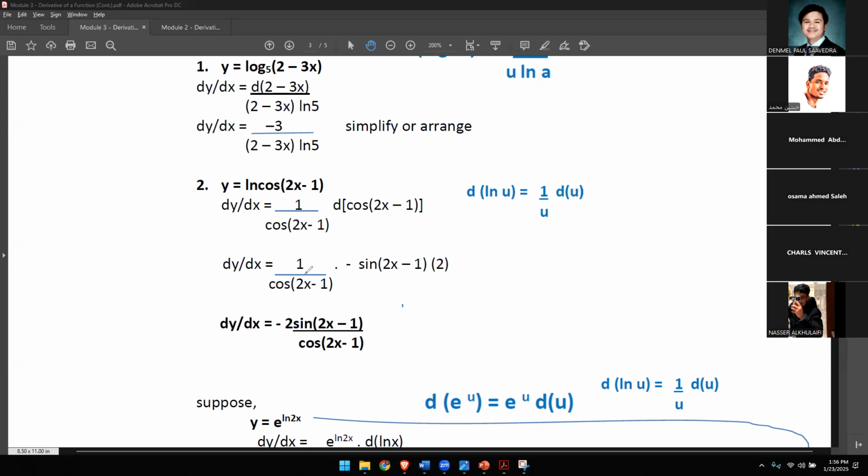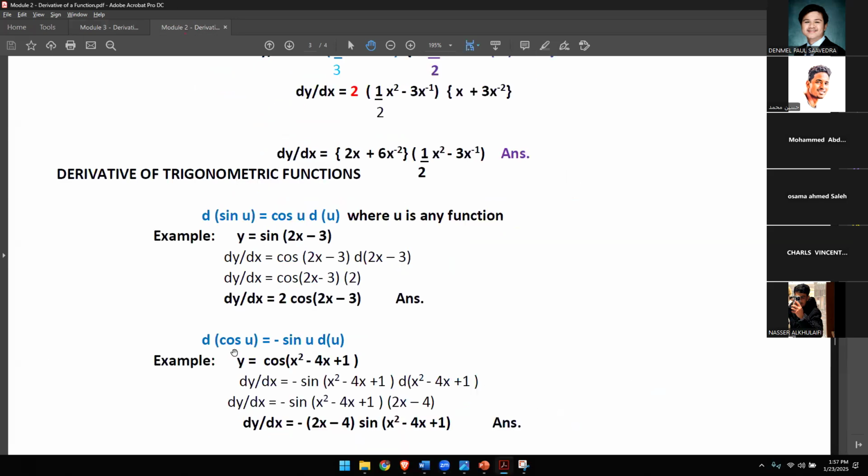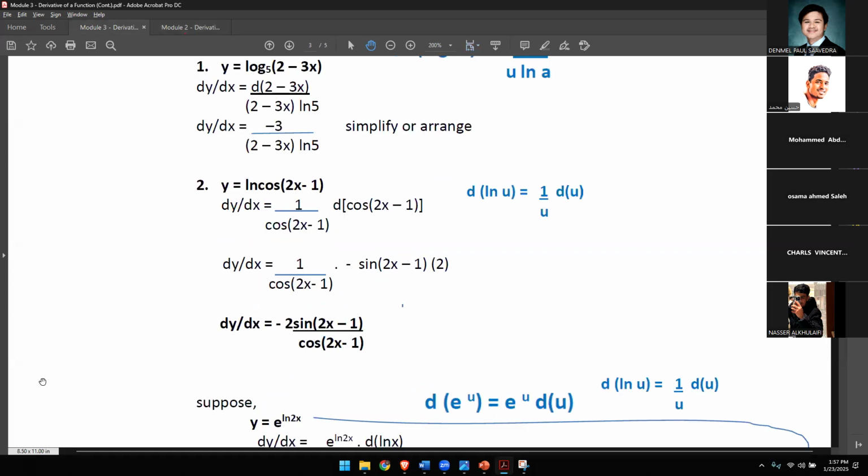Okay? And then in here, we do not touch this one. All we need to worry about is how to derive this part. So in here, cosine, the derivative of cosine again is negative sine. Just in case that you forgot, derivative of cosine is negative sine u du.